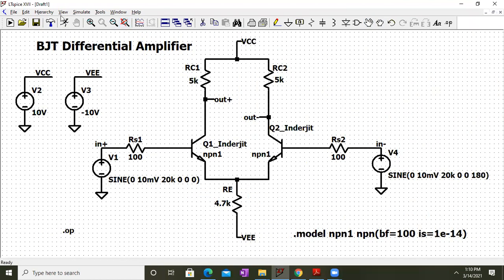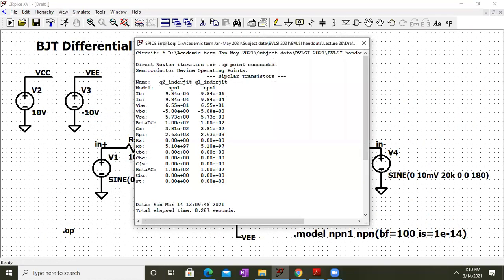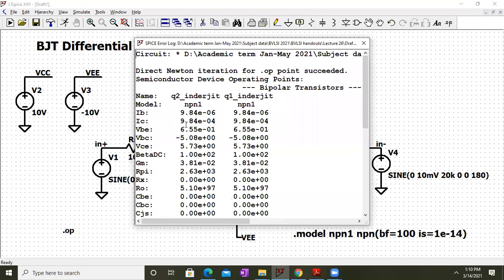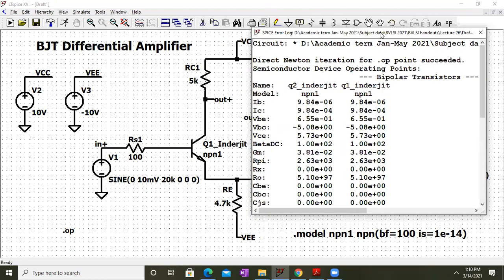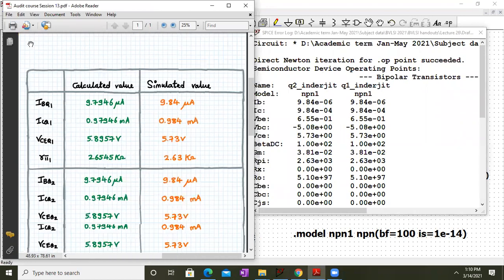Okay. Now what we need to do is click on view and click on SPICE error log. The moment we do that, we'll get the DC parameters of both the transistors. Carefully, if you can see over here, Q2 and Q1. Now let us cross-check these values with the results which we got in the theoretical calculations.